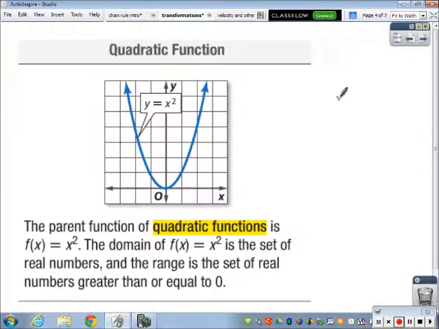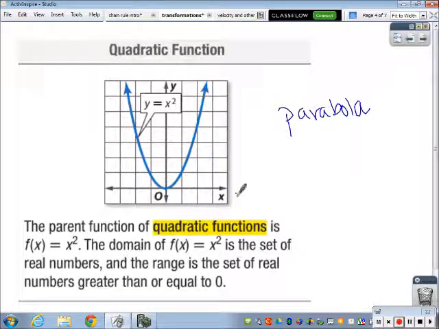Another parent function is y equals x squared. It's a quadratic function. It is the simplest form of quadratic functions. The shape of the graph is called a parabola. So let me spell that out for you: P-A-R-A-B-O-L-A.